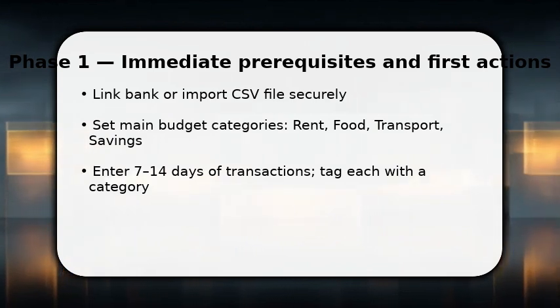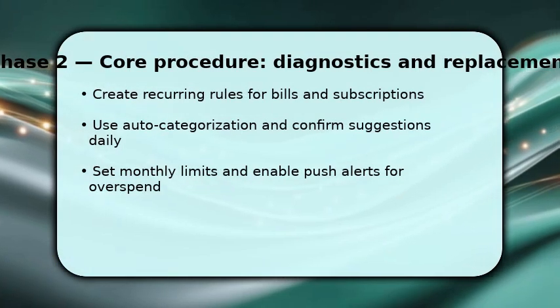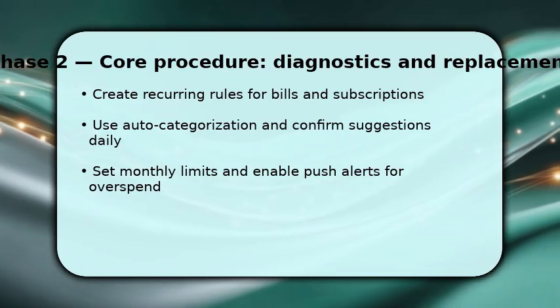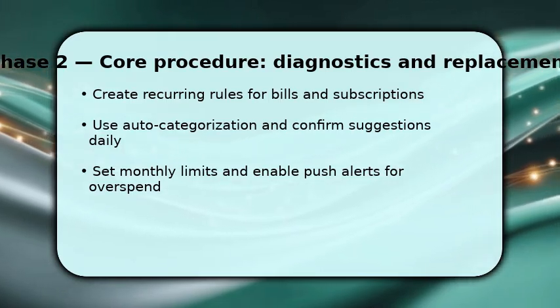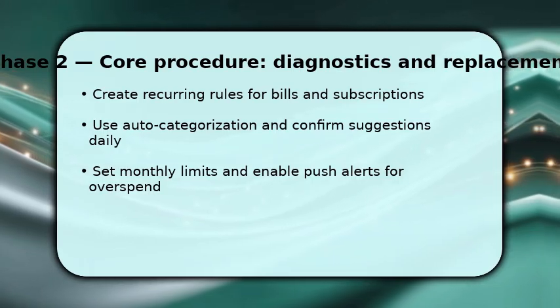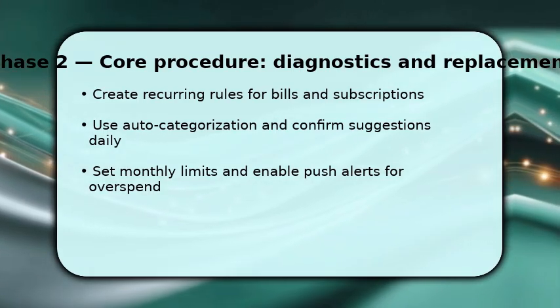Once your initial data is tagged, refine the rules. Set recurring transactions for rent and subscriptions so they auto-classify. Enable auto-categorization, but confirm the app's suggestions for the first 2 weeks to avoid mistakes.